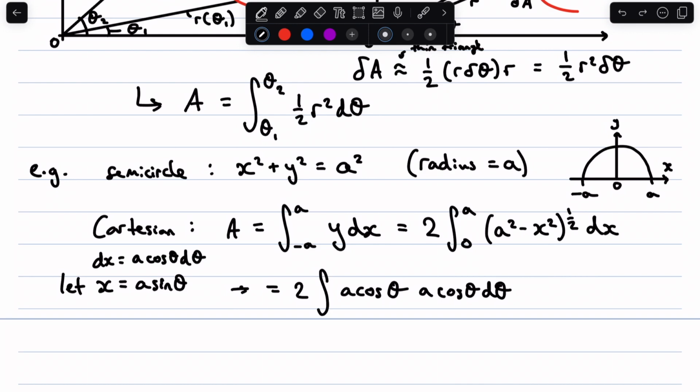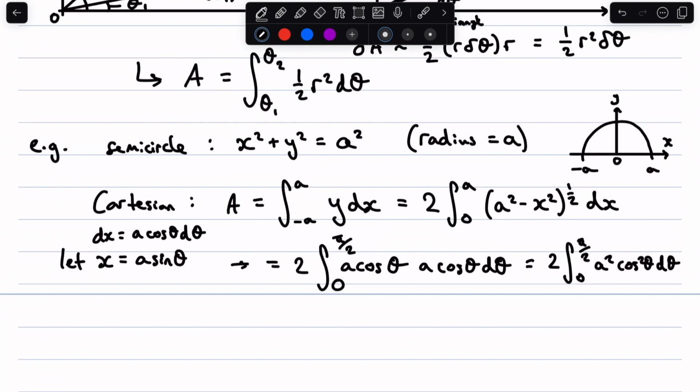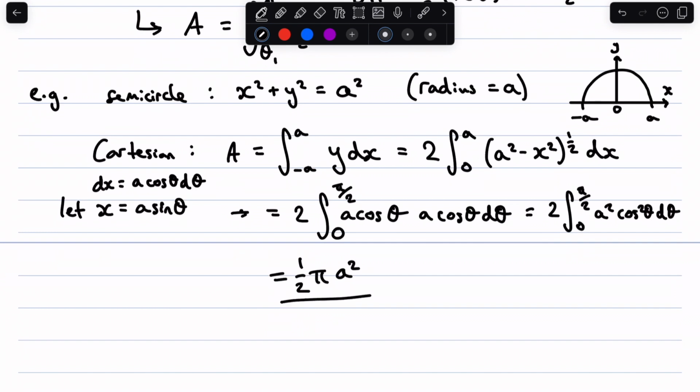And our limits: when x is 0, theta must be 0 to make this equation work. So 0 is our lower limit. And for our upper limit, for x to equal a, we must have sine theta equaling 1. So we're going from 0 to pi over 2. So that's the same as 2 times the integral from 0 to pi over 2 of a squared cos squared theta d theta. And again, if we use the double angle formula, this just results in pi a squared times a half. I'll let you do that to show that. And this is obvious, as I was saying before, that's just the area of a semicircle. It's what we should expect.